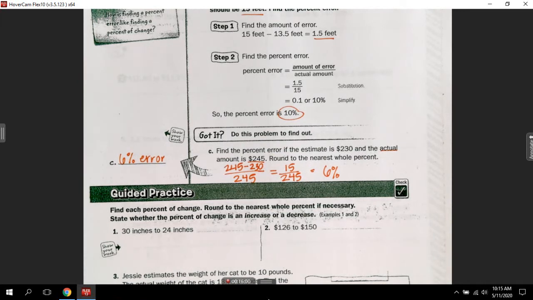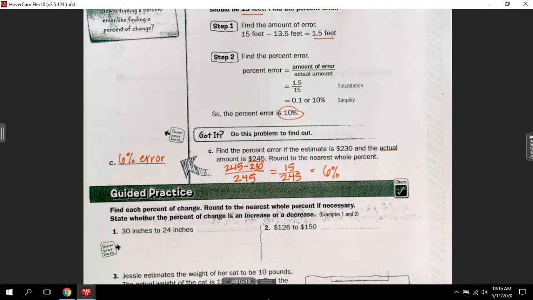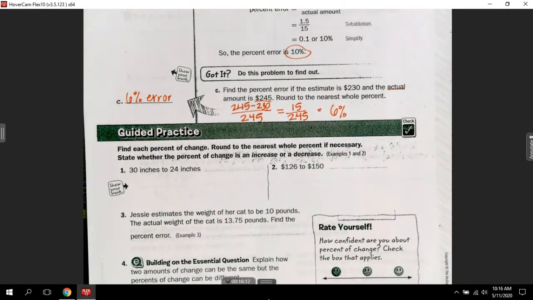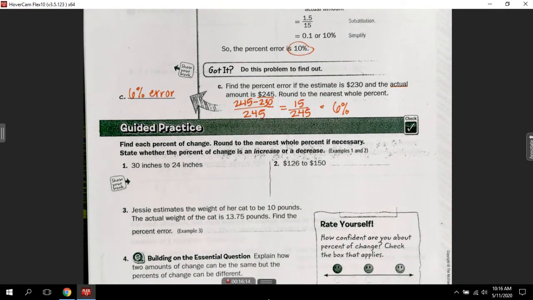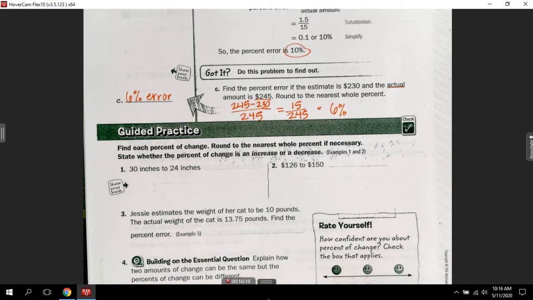So steps are still the same. If it's percent of change, then your original amount goes on bottom. If it's percent of error, then it's the actual amount. Okay. So a couple more problems down here on guided practice. You can go ahead and do these by yourself. Pause the video if you want to, and then check your answers, kind of like what we do in class.